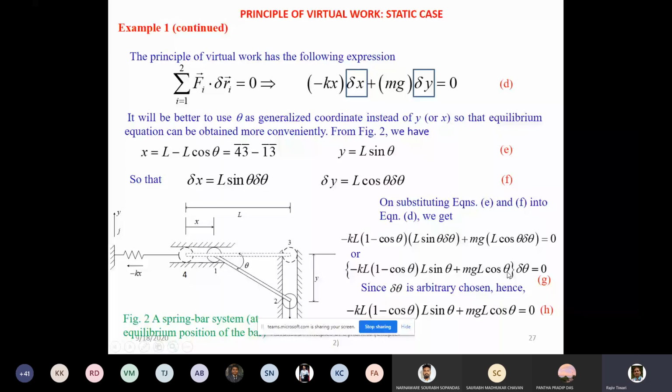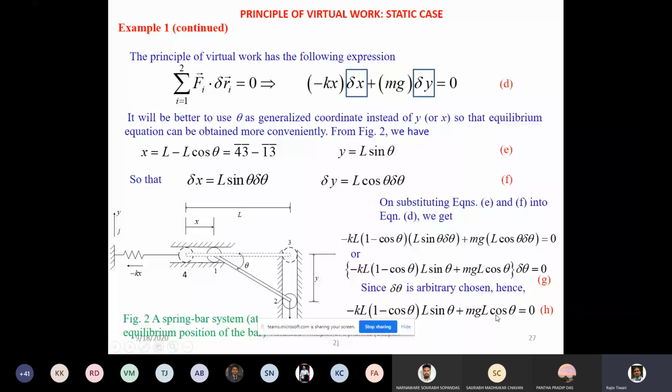Now this variation, because we are giving it arbitrarily, we can take that as 0 also, or we can have any value. So if any value is possible, then obviously to satisfy this equation, the bracket term should be equal to 0, because this we can have as a non-zero value, because we are choosing it arbitrarily. So if we equate the terms within the bracket equal to 0, this is the condition of equilibrium from which we need to obtain the theta. So if we rearrange this equation, that will become like this.